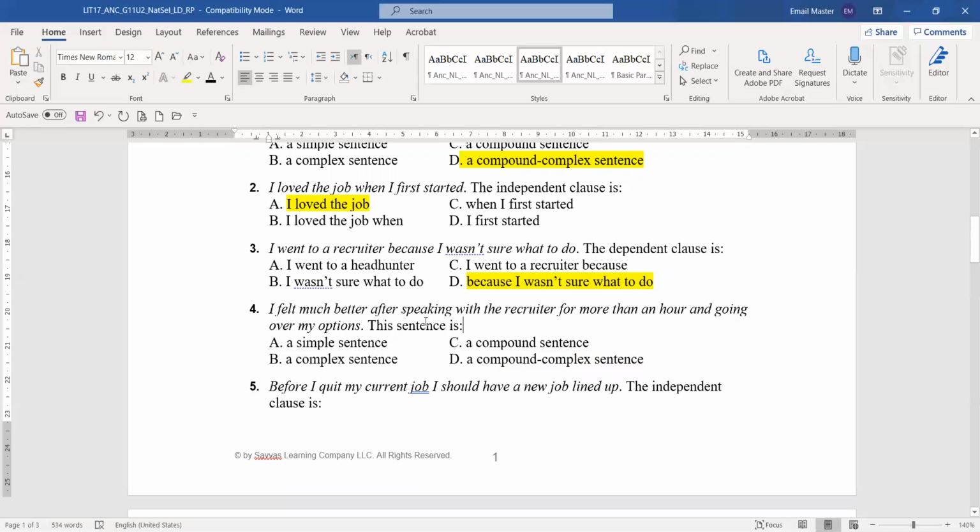I felt much better after speaking with the recruiter for more than an hour and going over my options. So here we have after, that means it makes a complex sentence. After speaking and going over my options, so this is only a complex sentence. Because going over my options is not a complete sentence, so we cannot consider it as an independent sentence.